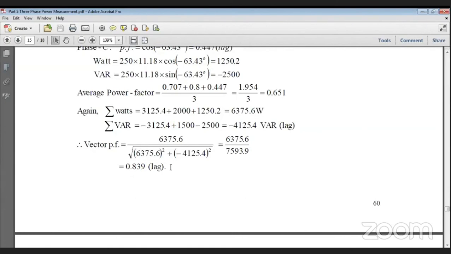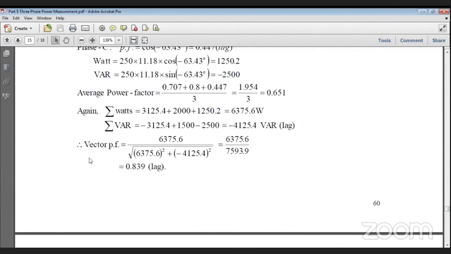So please remember that this concept of vector power factor, and why it is called vector, has come because the power factor is calculated from two components, watts and var, and if I draw them, they are not in phase, they have a 90-degree phase difference. So that's why the name has come as vector power factor. It is not a vector in that sense, but since it has two components which are orthogonal to each other, that's why it has the name vector power factor.